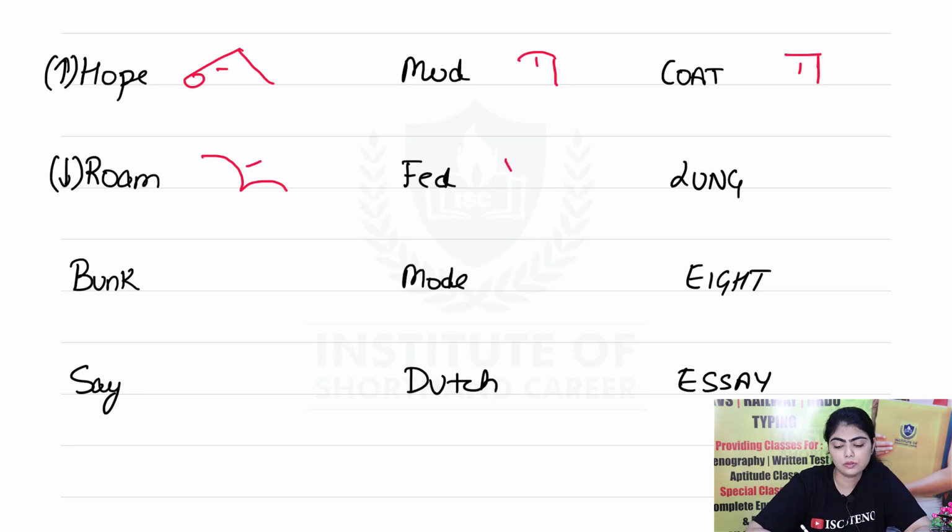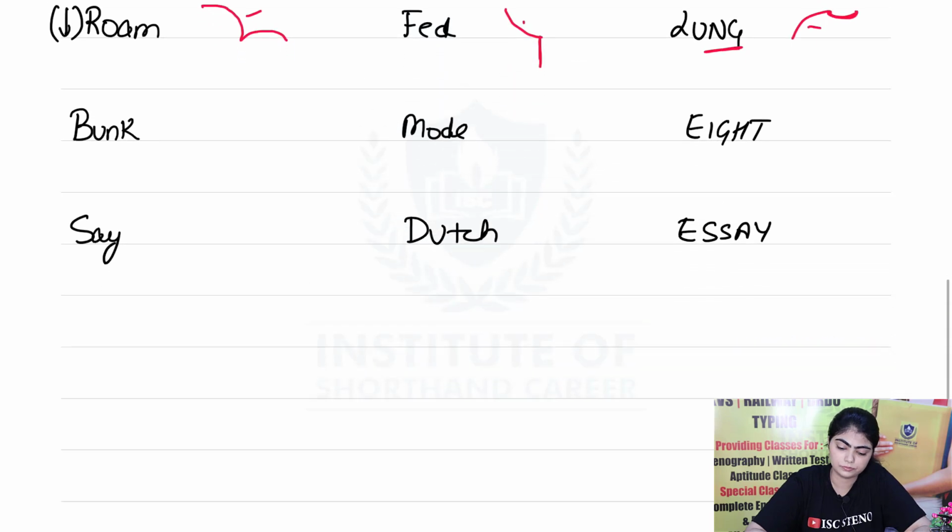After that is fed, Fe, A and D. After that is lung, NG together, L, A and NG, lung. Next is bunk, B, A, N, K, bunk, N is there, B, N and K, bunk. After that is mode, M, O and D. This is made upward because of the horizontal and downward stroke, the horizontal rule which I have explained to you in the second video, okay. Eight, A and T sound is coming, so just an A dot and T, eight, because the sound is of A and T, only that thing.